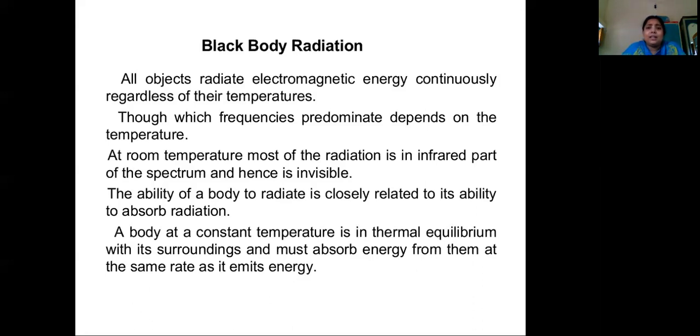So basically, at room temperature, most of the radiation is in the infrared region. That is why they are not visible to us. Only those particles which have radiation in the visible light region are visible to us.